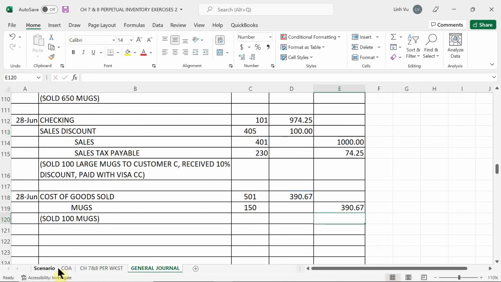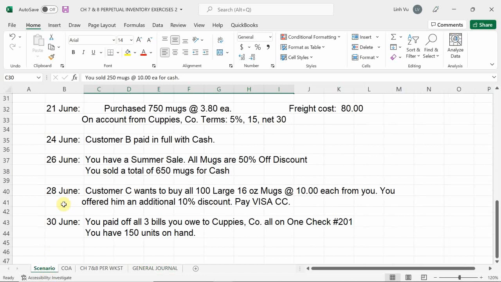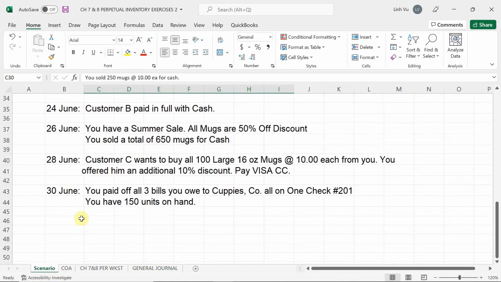Okay. All right. So, lastly, on June 30th, you decided to pay all 3 bills that you owe to Cuppies Co. all on one check number 201. And it says here that you should have a total of 150 units on hand, which we do. So let's first off gather up all the information that we know about all 3 bills, okay?